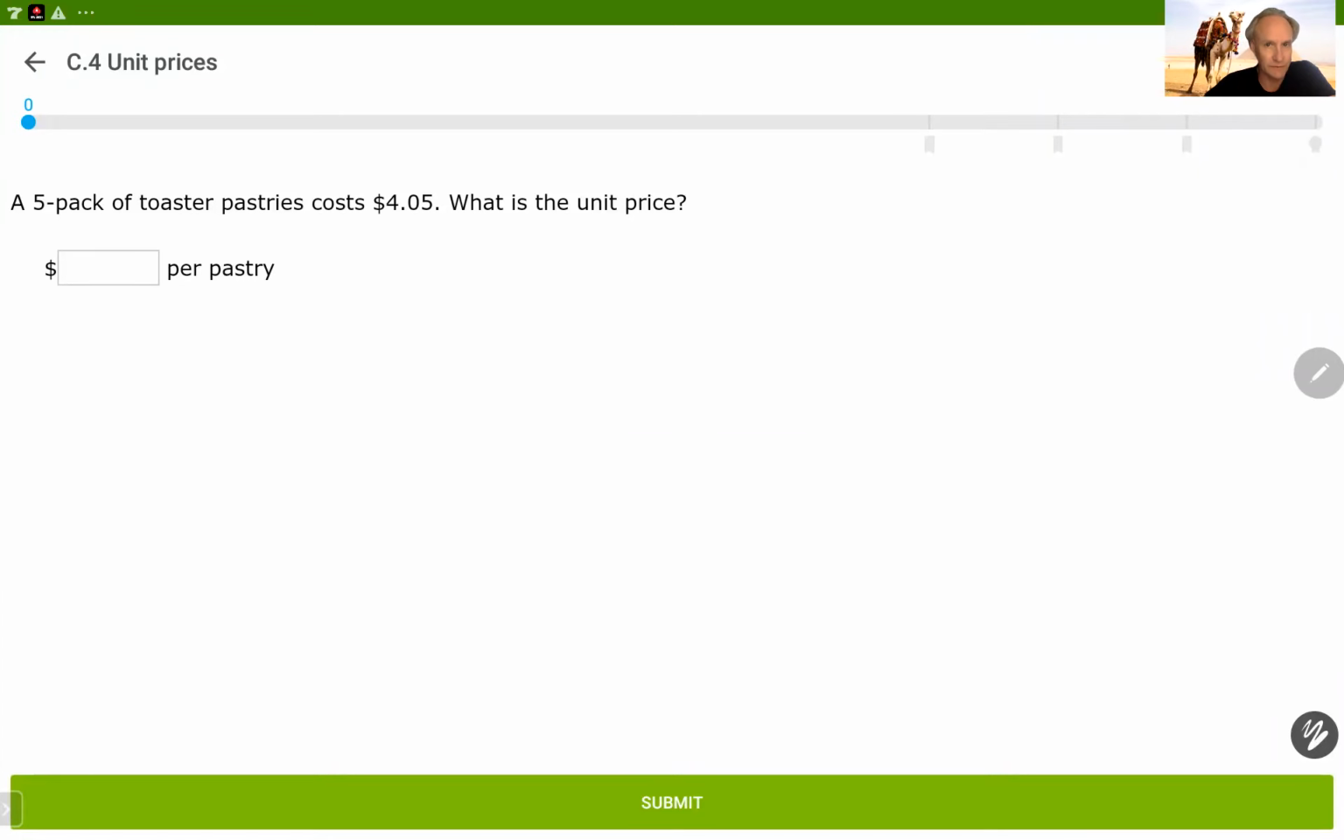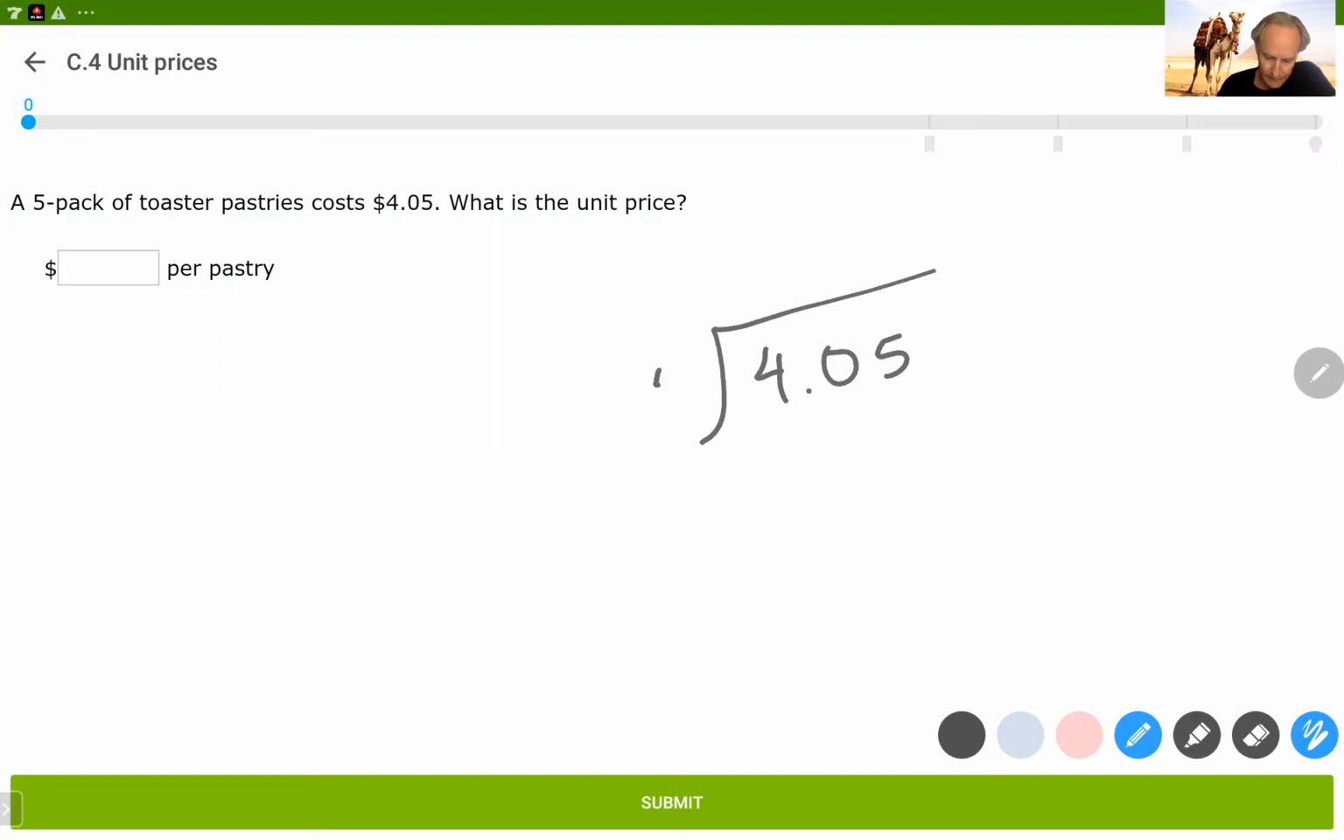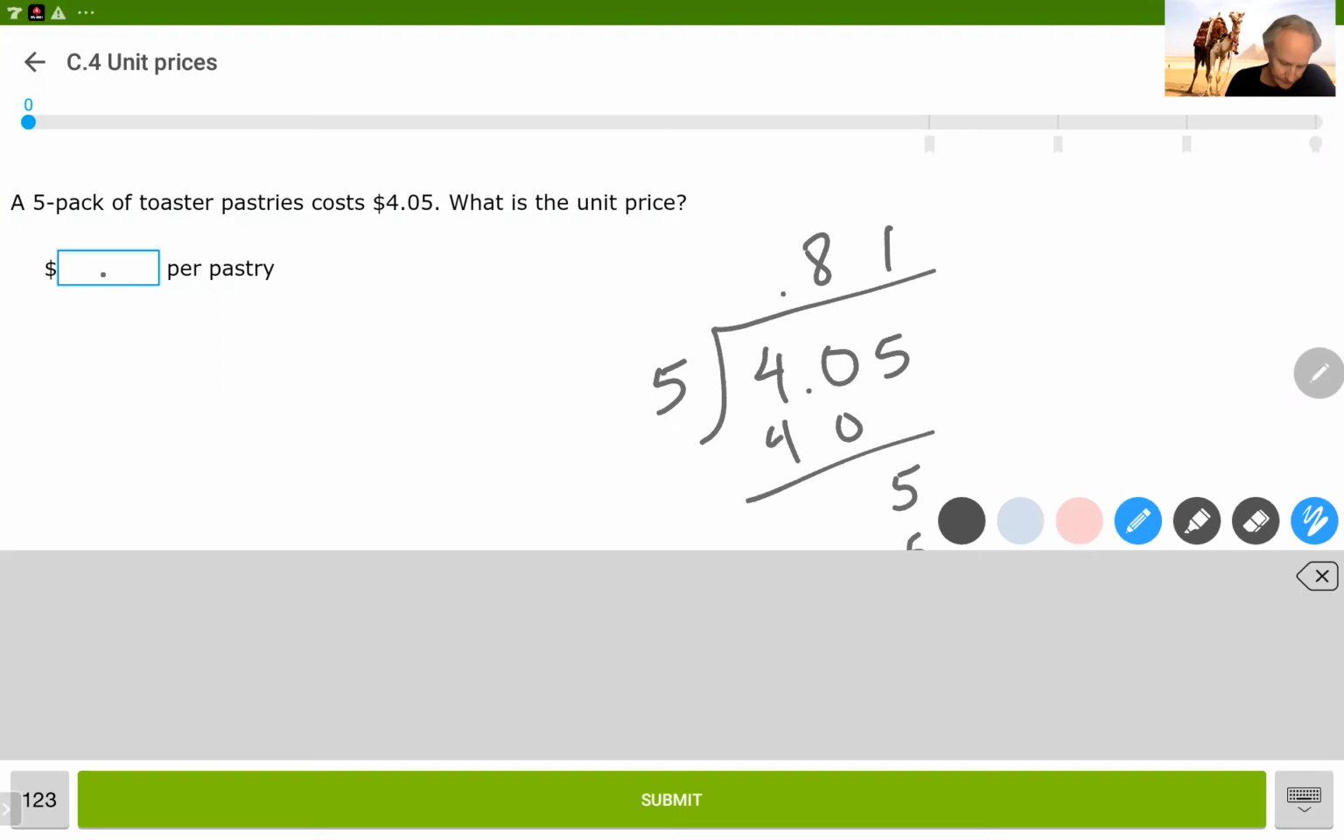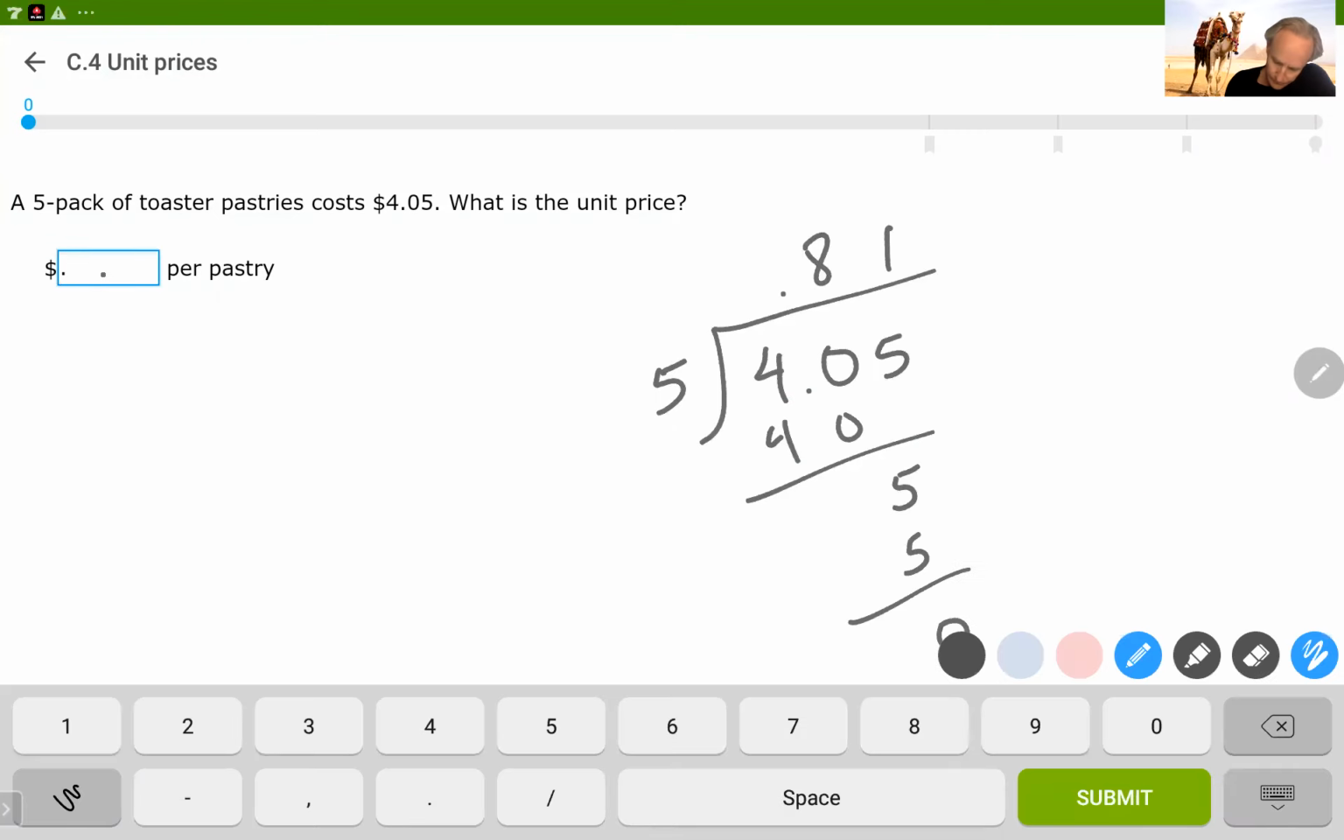Looks like I'm going to be doing some division here. A 5-pack of pastries costs $4.05. What is the unit price? So we are going to divide 4.05 by 5, which is 81 cents. The decimal goes straight up. And we get 81 cents. So we have a decimal. I don't think we need the zero.